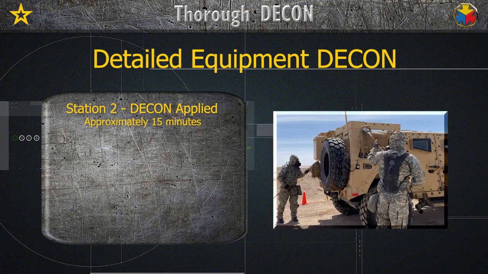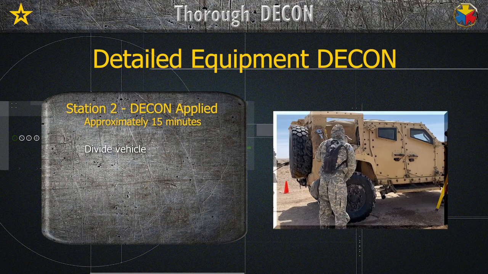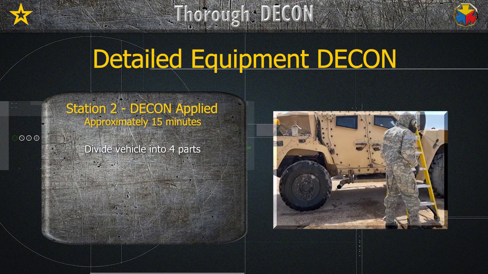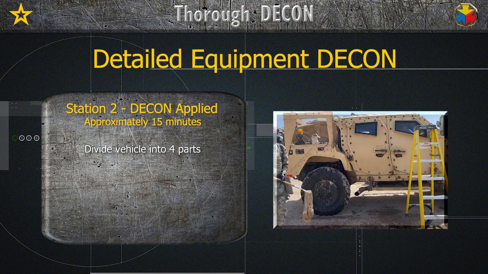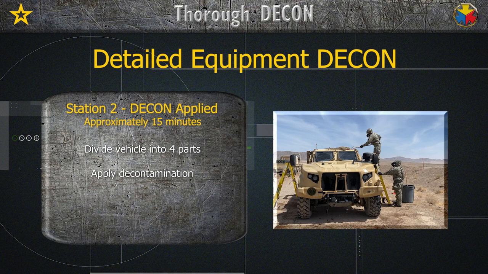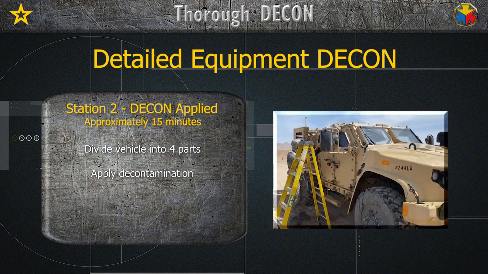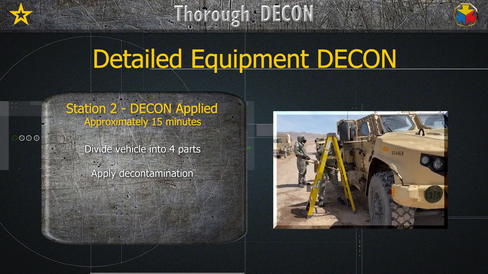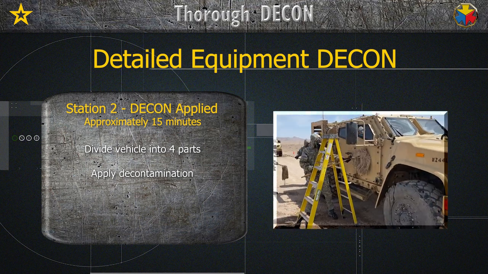This station takes approximately 15 minutes and involves the vehicle being divided into 4 parts and a member of the scrubbing team being assigned to each part. The decontaminant is applied starting at the top of the vehicle and working toward the undercarriage. Every effort is made to apply the decontaminant to the undercarriage, especially if the vehicle has crossed the contaminated area.